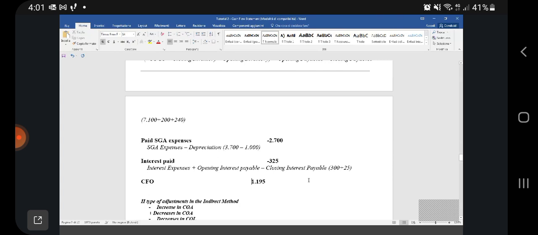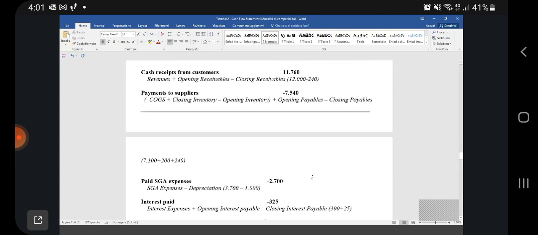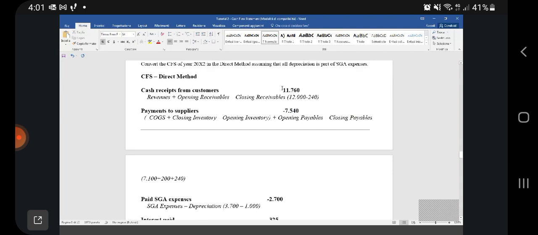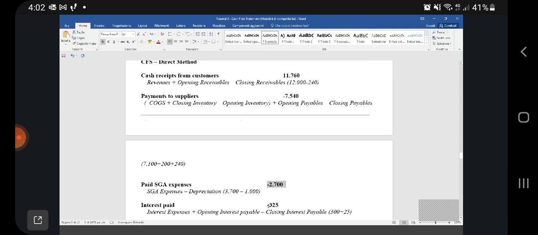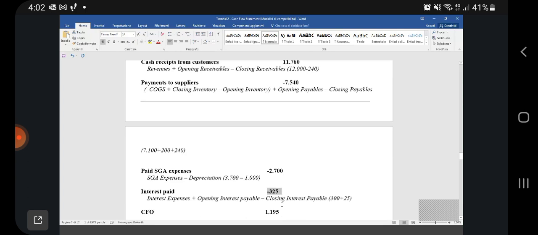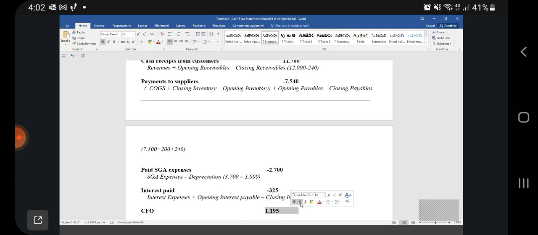Now, can we check if we are correct? 11,760 less 7,540 less 2,700 less 325. If you try that, you will find that the cash flows from operations is actually 1,195. Okay?